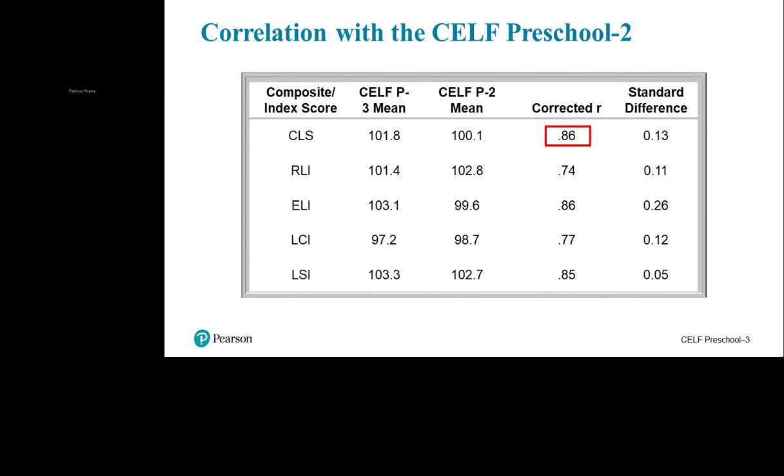The corrected correlations of the CELF Preschool-3 and CELF Preschool-2 composite scores are high. The Core Language score correlation is 0.86. Typically, composite scores are used to make diagnostic and service-related decisions. Therefore, this high correlation between composite scores is a good indication that children's classifications would be similar when taking either test.